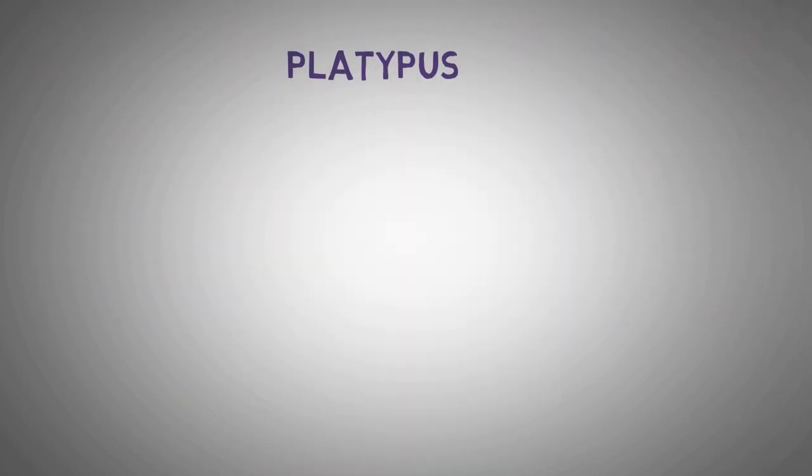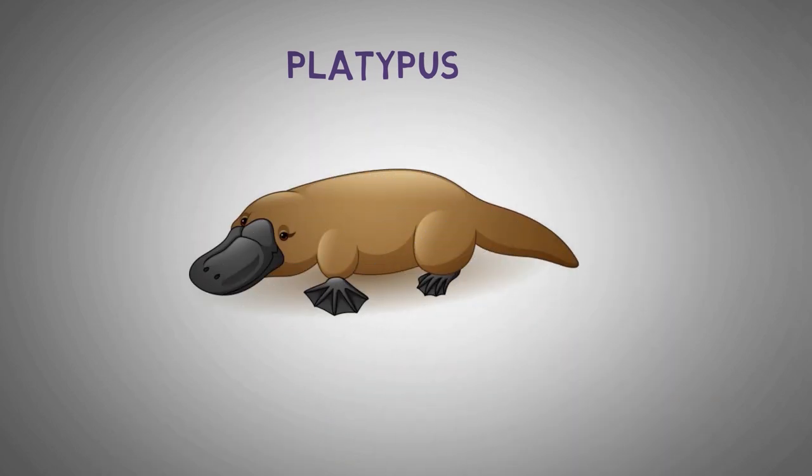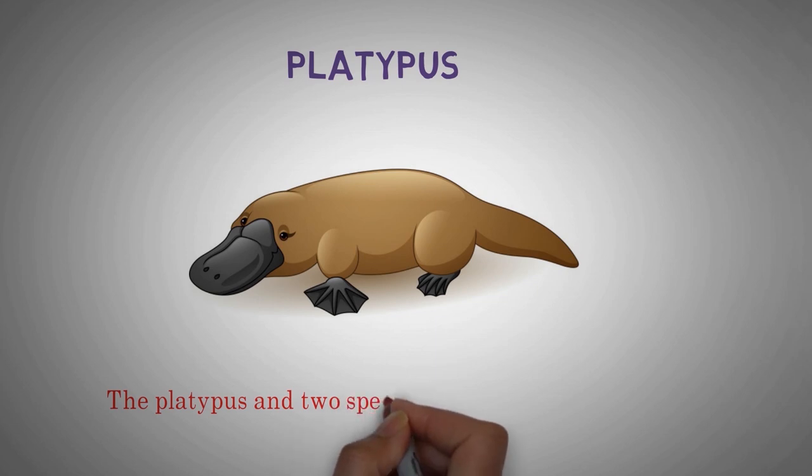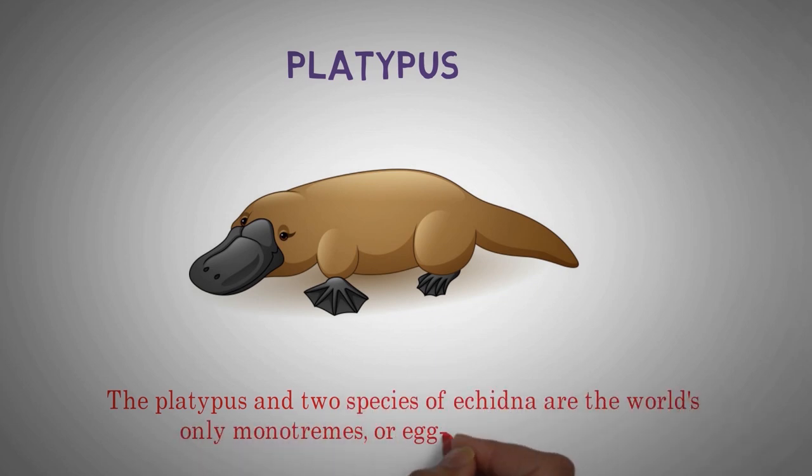Platypus. The platypus and two species of echidna are the world's only monotremes, or egg-laying mammals.